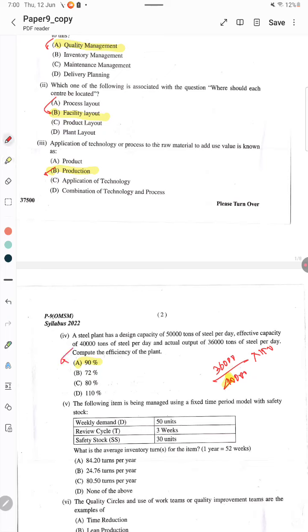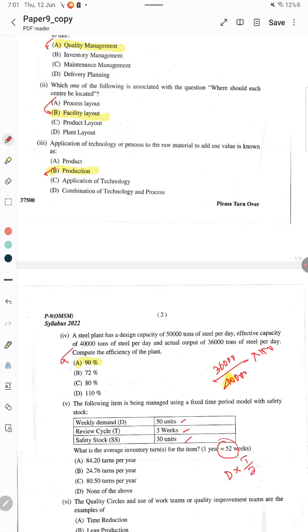And then the following item is managed using a fixed time model with a safety stock. Review cycle 3 weeks. Safety stock 30 units. Weekly demand 50 units. What is the average inventory turnover for the item? For 1 year, how many weeks? 52 weeks. Here weekly demand is given, 50 units. The review cycle means 3 weeks.